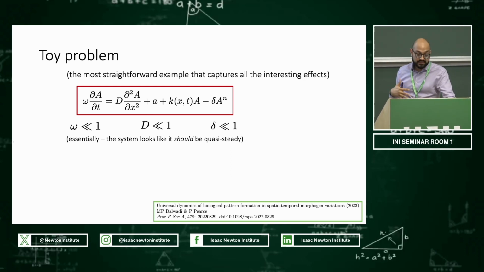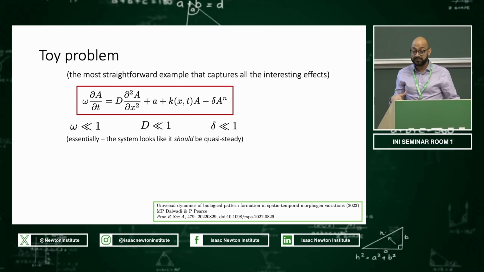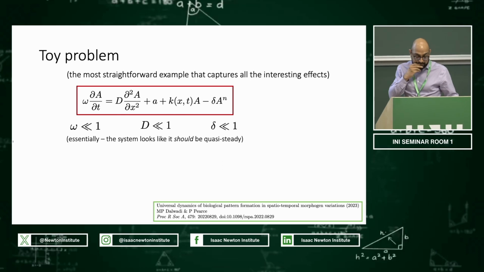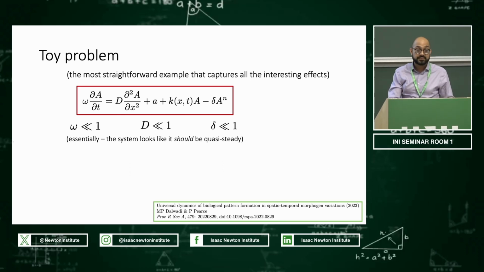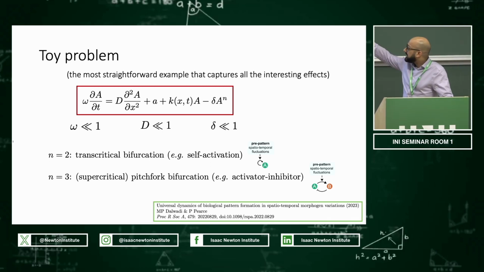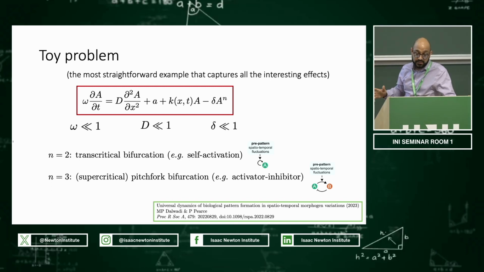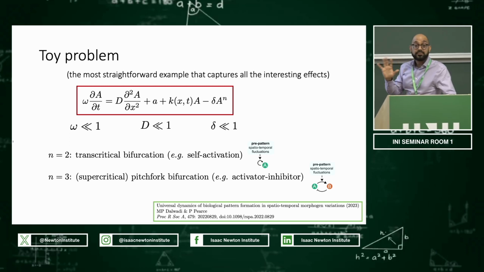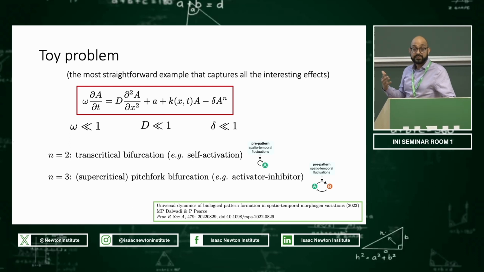This is just so that the system looks like it should be quasi-steady and locally forced by the reaction terms for ease of exposition. And at this point, I'll make no further assumptions on their relative size. And then the last important thing to note is this exponent n in the nonlinear saturation term at the end. This tells you the type of bifurcation that you have. Specifically, we're going to consider two cases. N equals 2 is a transcritical bifurcation. N equals 3 is a supercritical pitchfork bifurcation. We've done the analysis for both, but if you prefer definiteness, I suggest choosing N equals 3.